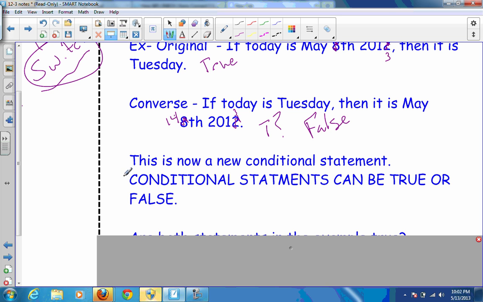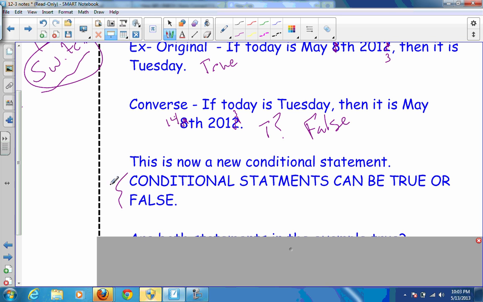We talked about this. Conditional statements can be true or false, all right? Now, let me talk about this for a second. This can be the original or the converse. Both are conditional statements, and they can be either true or false. Now, let's look at the converse statement of what we had before.